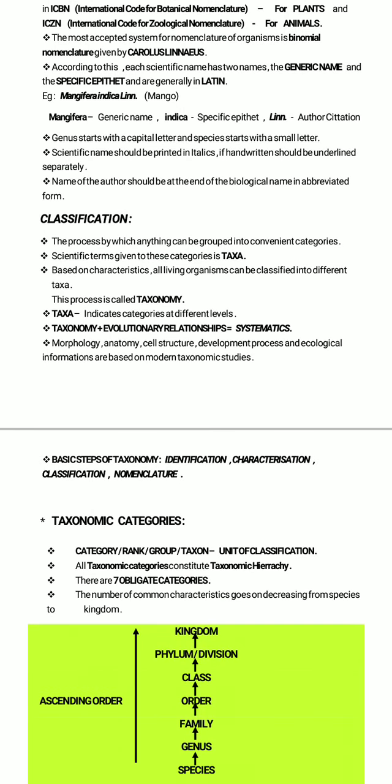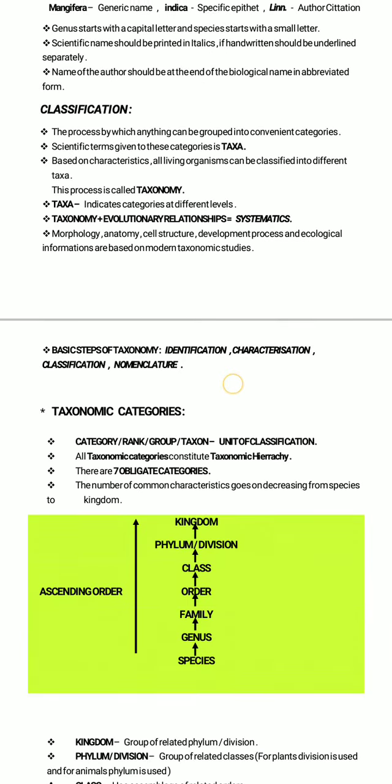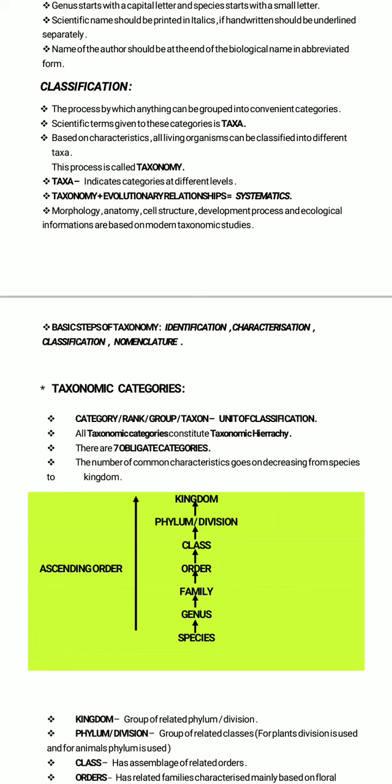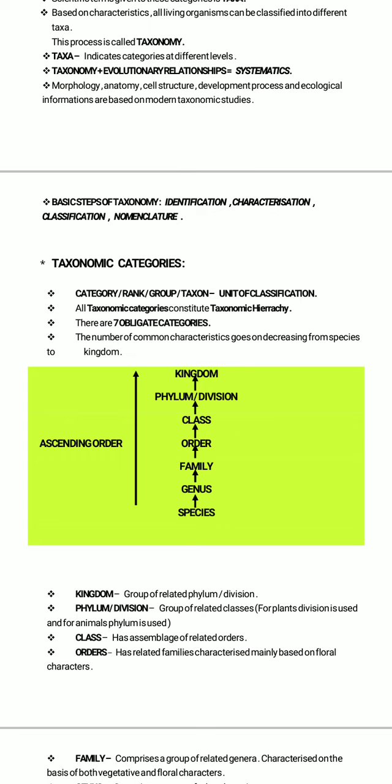Systematics means taxonomy along with evolutionary relationships. For classification, morphology, anatomy, cell structure, development process and ecological information are the basis of modern taxonomic studies. The basic steps of taxonomy are: first identification, second characterization, third classification, and the last nomenclature. Then what are taxonomic categories? A category or rank or taxon is the unit of classification.